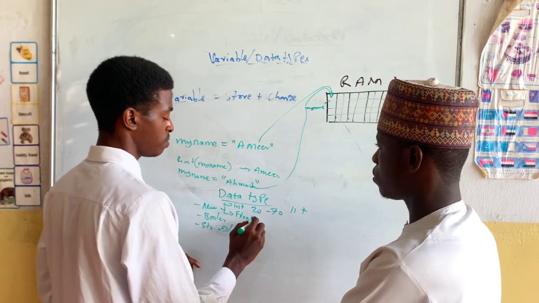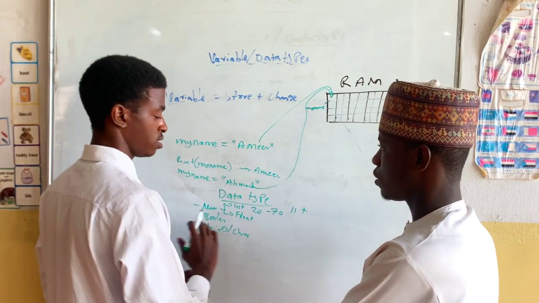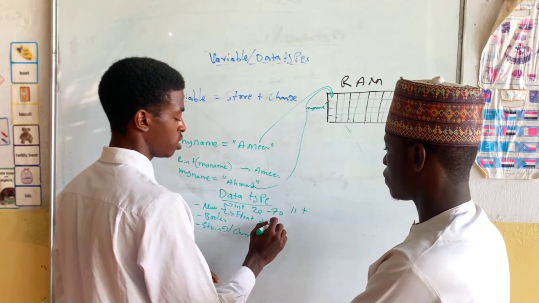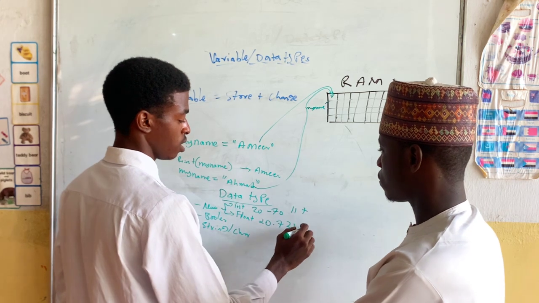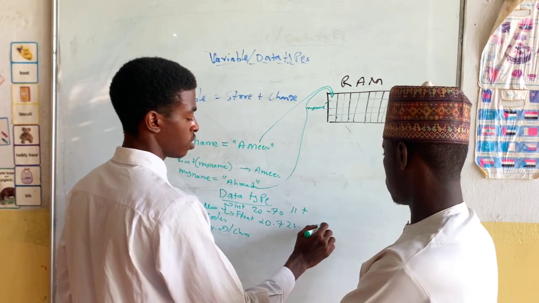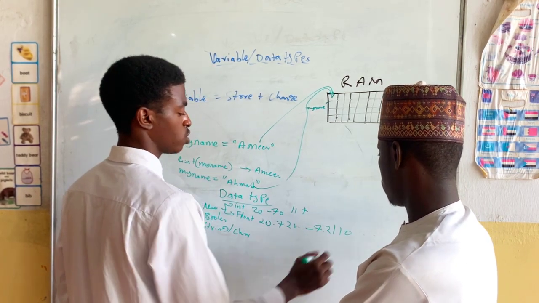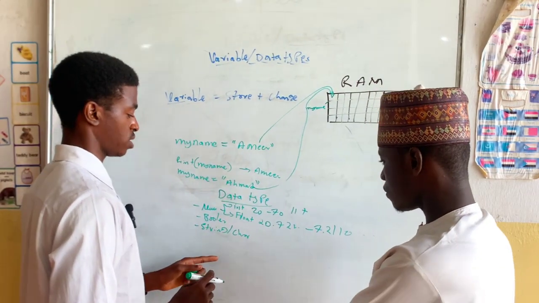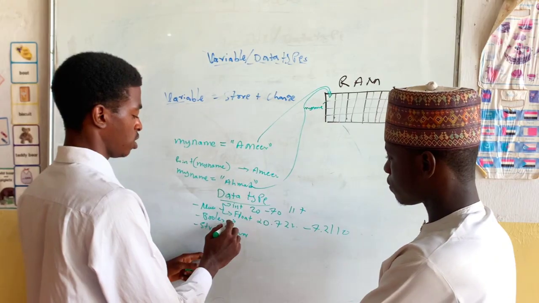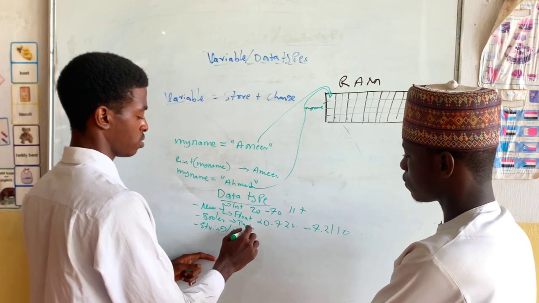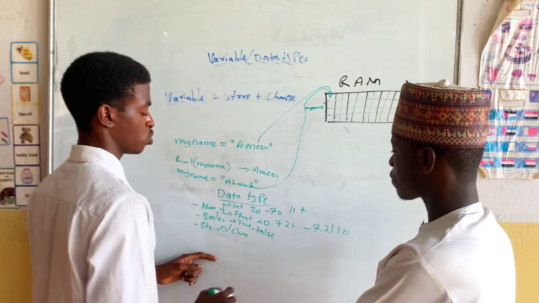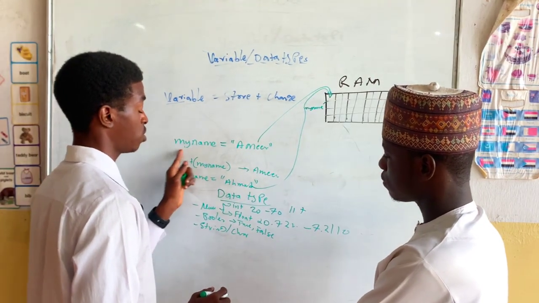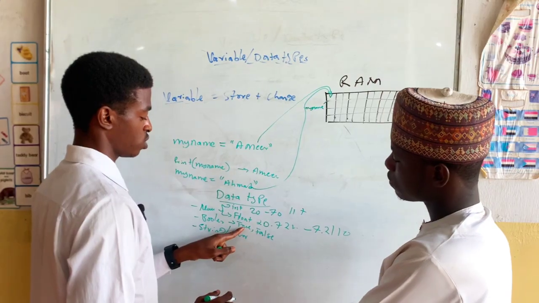And floating point is a number with a decimal point. For example, 20.723 and so on. Then maybe minus 7.218 and so on and so forth. That's a floating point number. Do you understand? Yes. Then Boolean is just true or false. This is what we can store inside the memory space. We can either store true or false.